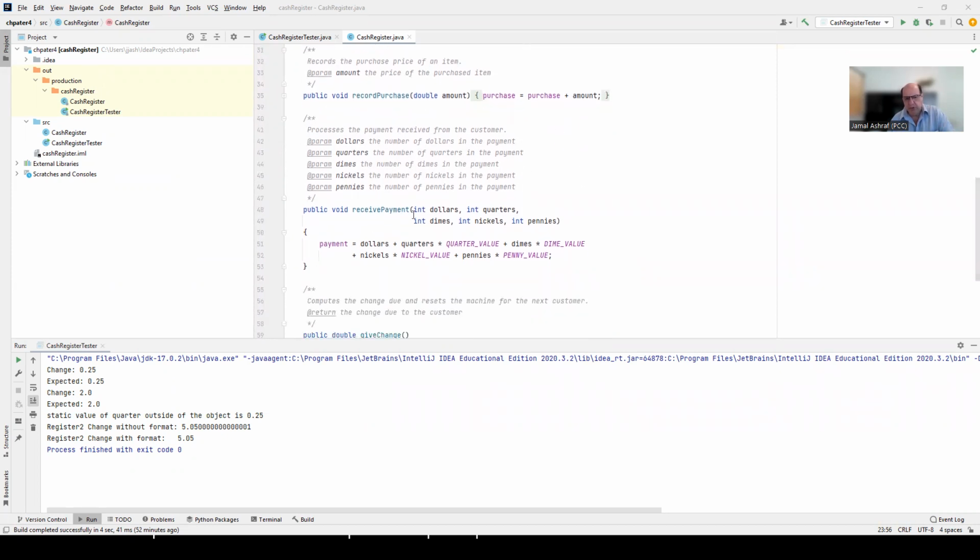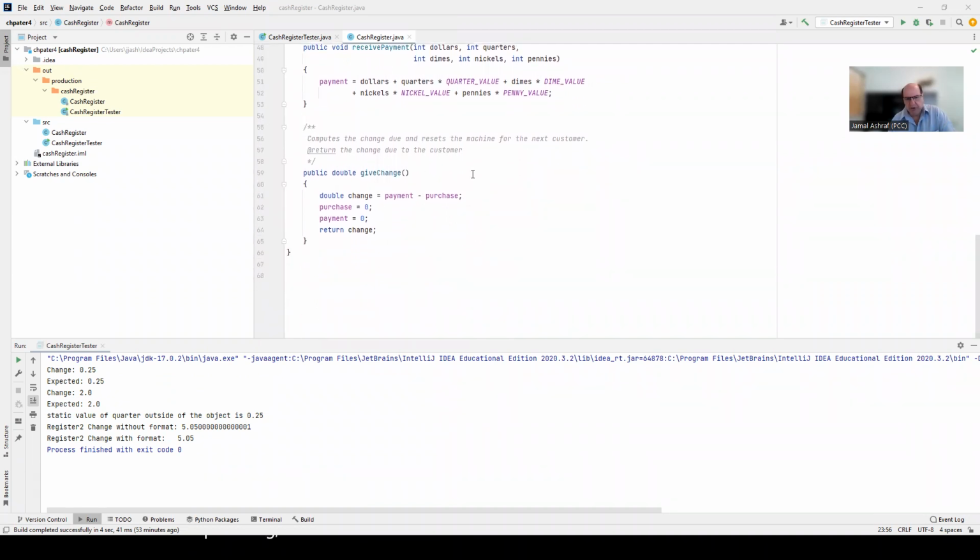For receive payment, we're going to receive dollar, quarter, dimes, nickels, and pennies. And then we multiply them by our constant variables to get its value. So if I have 2 quarters, I'm going to multiply it by 25 cents. I'm going to get 50 cents and so on and so forth. The pennies doesn't really need a penny value because it's just 1 cent, but for the sake of practicing, we have it over here.